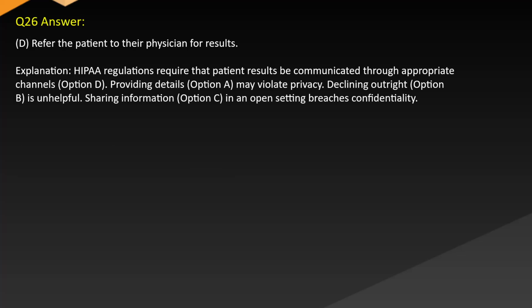Answer: D. Refer the patient to their physician for results. Explanation: HIPAA regulations require that patient results be communicated through appropriate channels. Option D. Providing details, option A, may violate privacy. Declining outright, option B, is unhelpful. Sharing information, option C, in an open setting breaches confidentiality.